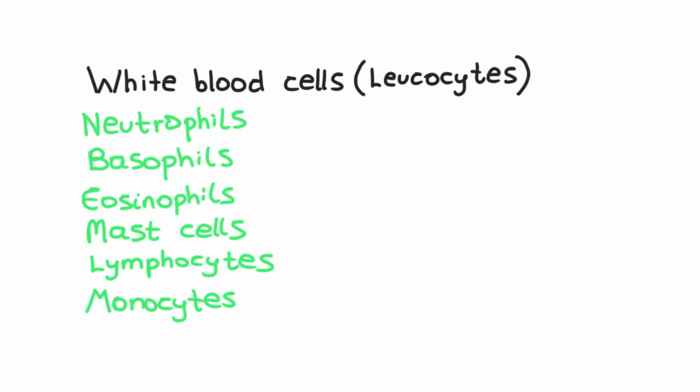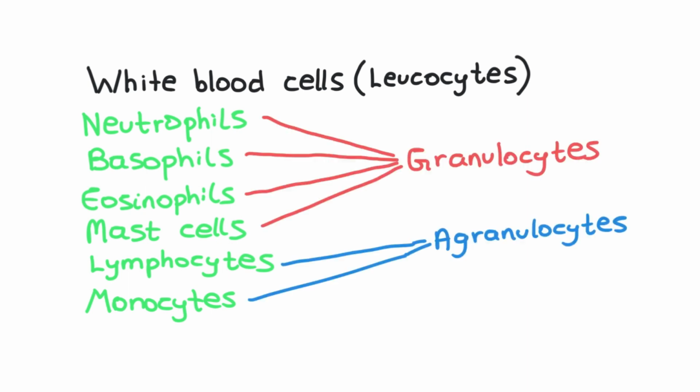There are a few broad categories of leukocytes, as written here: neutrophils, basophils, eosinophils, mast cells, lymphocytes, and monocytes. Lymphocytes are also known as lymphoid cells, so just keep that in mind. Neutrophils, eosinophils, basophils, and mast cells are collectively known as granulocytes, whilst the remaining two categories, lymphocytes and monocytes, are known as agranulocytes. The roles of each cell type will be discussed in future videos, and for some of these cell types later on in this video as well.